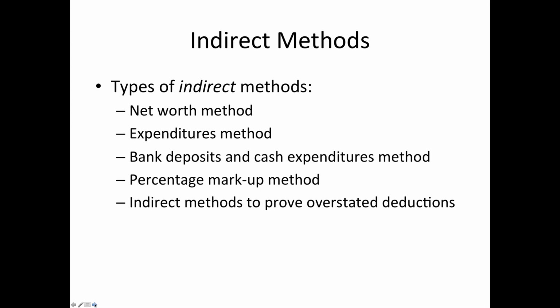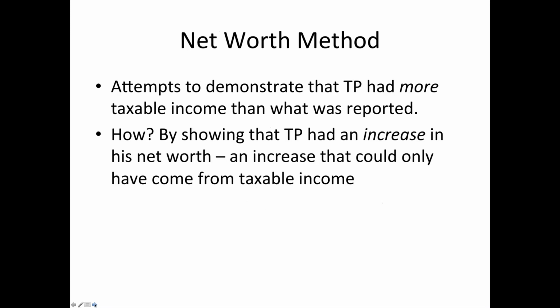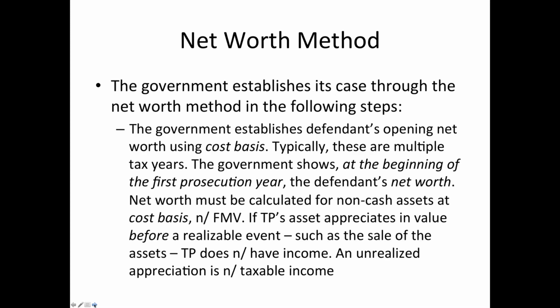And now we're going to delve into each one. These are attempts to demonstrate that the taxpayer had more taxable income than what was reported. And this is the net worth method. How does the government show this? By showing that the taxpayer had an increase in his net worth, an increase that could only have come from taxable income. The government establishes its case through the net worth method in the following steps. And it's very important that we hone in on every one of these steps because the judge is going to hold the prosecutor to these steps in its case in chief.